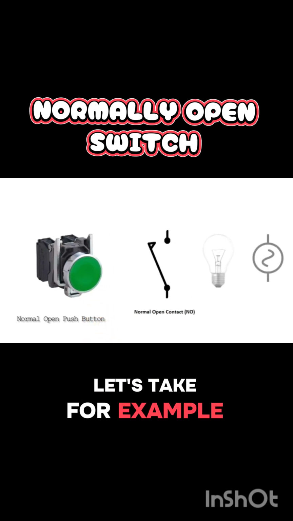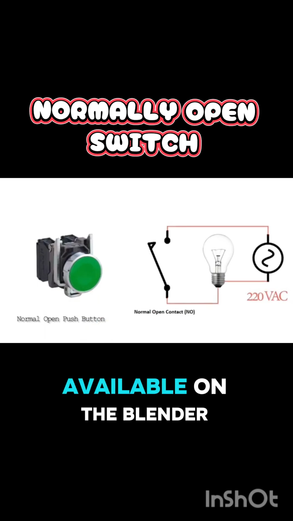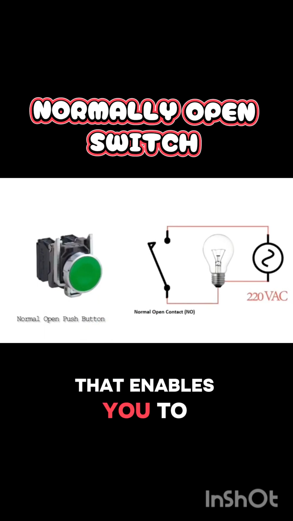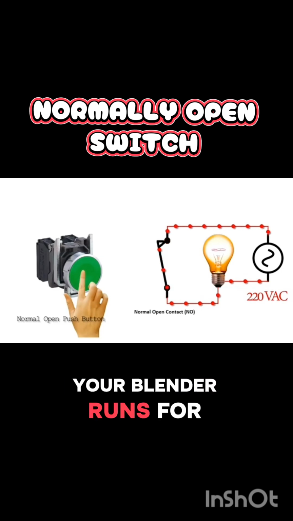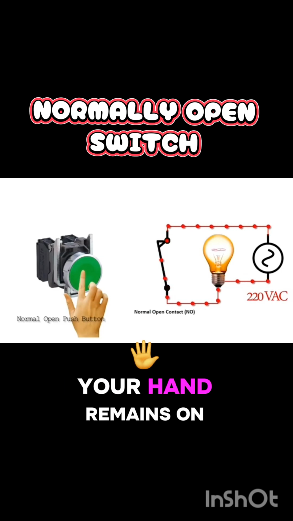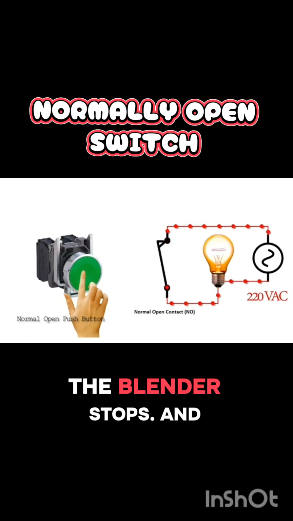Let's take for example our electric blender. There is a switch on the blender that enables you to operate it for a short period of time just by pressing it. Once you press it, your blender runs for as long as your hand remains on the switch. Once you take your hand off the switch, the blender stops.